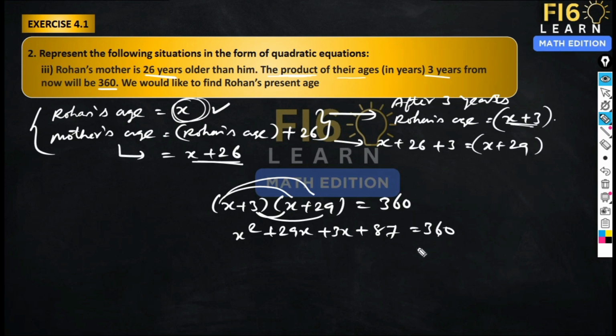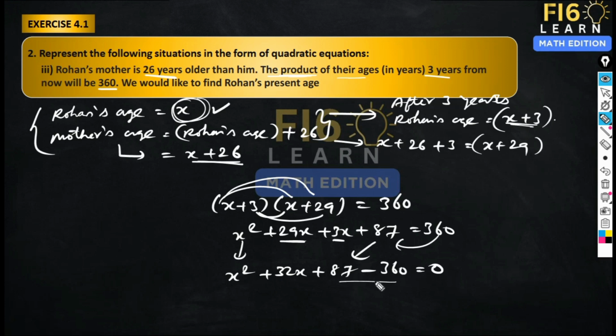Now you can take this term to the left hand side. You can keep the x square as it is. 29x plus 3x will be 32x, plus 87 stays as it is, and 360 will come here. Now you can simplify these two: x square plus 32x minus 273 equal to 0. This is the required quadratic equation. If you solve this equation, you will get Rohan's present age, that's the x value. But there is no need to do that because we only have to frame the equation, not the solution.